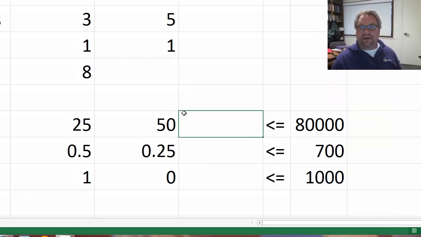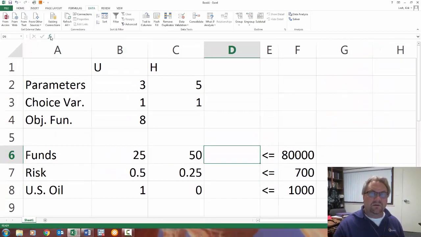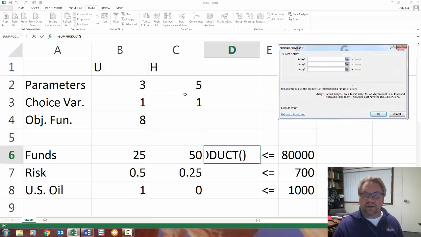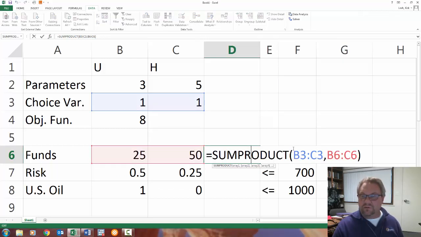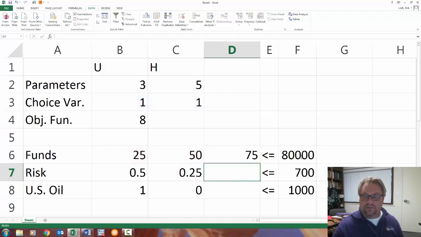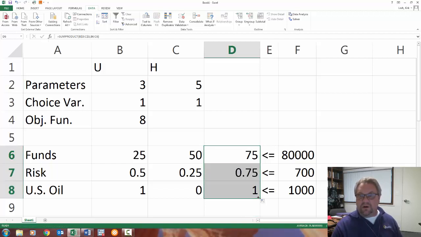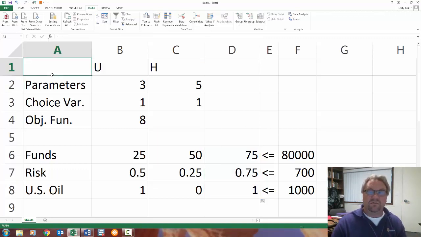Okay, and then of course I need to evaluate my constraints based on my choice variables. So I'll get that sum product function once again. Choice variables, parameters for that constraint, and then of course anchor this. Okay, copy that down. All right, I'm good to go. So there is that problem all set up in Excel. Now I just have to solve.